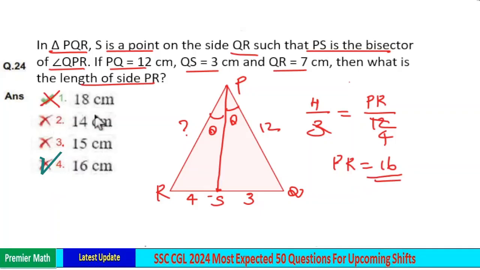Actually here the answer is given as 18, but this is wrong. This is a mistake. Option 4 is the right answer.